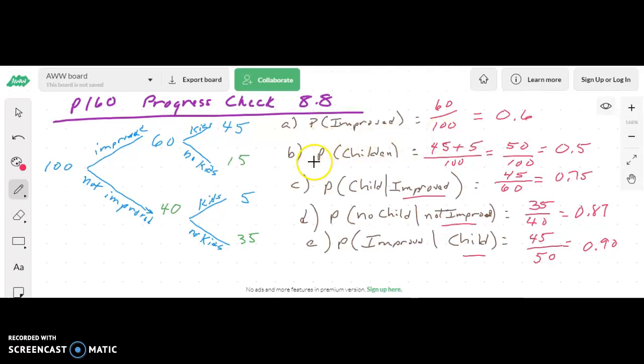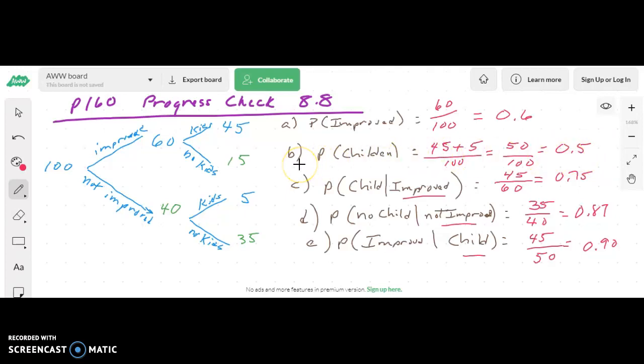Then we're going to go down to the next question. They ask what's the probability that a selected couple has children. So notice here it's out of all 100 we're talking about. So the denominator is still 100, but there are two possible situations that have children. Either these 45 out of the 60 improved, or these 5 out of the 40 who felt no improvement. So I add the 45 and 5 to get the numerator of 50. So of all 100 couples, 50 of them had children, which then converts to a decimal probability of 0.5.